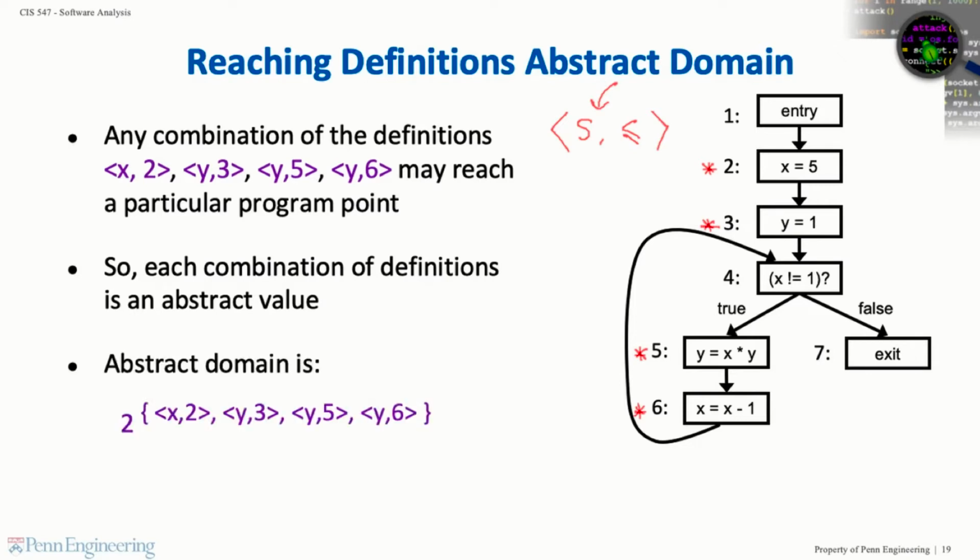Since the abstract domain is the set of abstract values, it becomes the power set of the set of these four definitions. We use the standard notation that the power set of a set S is denoted by 2 to the power S. Furthermore, these abstract values are partially ordered by set inclusion, since a smaller set of reaching definitions is a more precise abstract value. Let us visualize this abstract domain next.